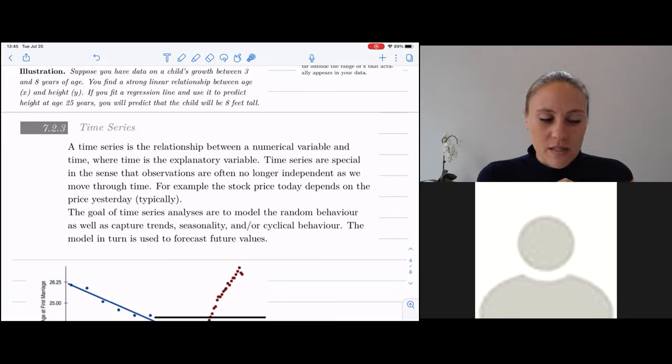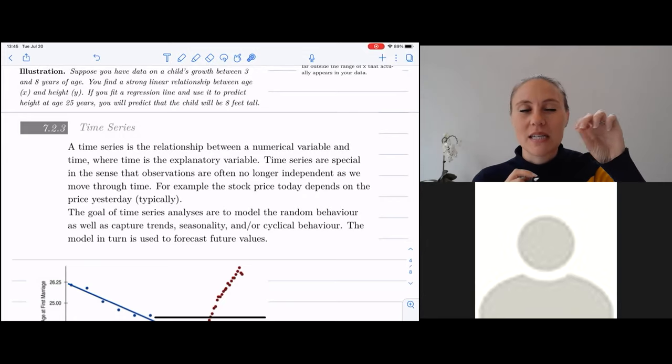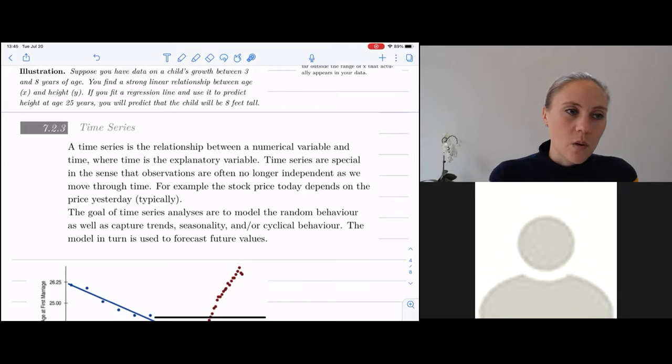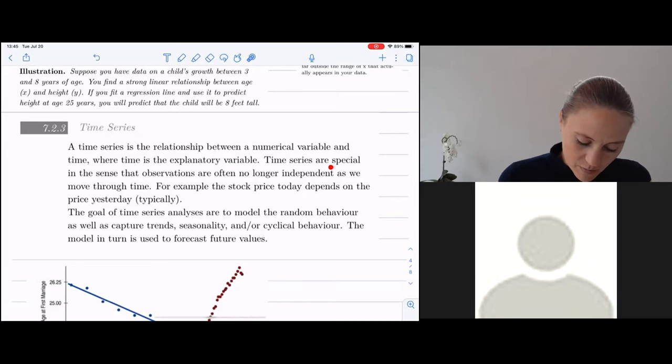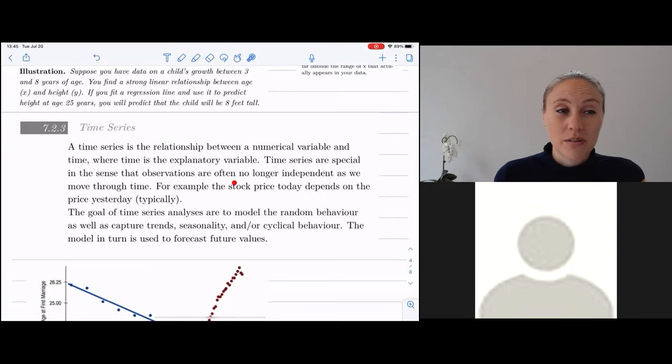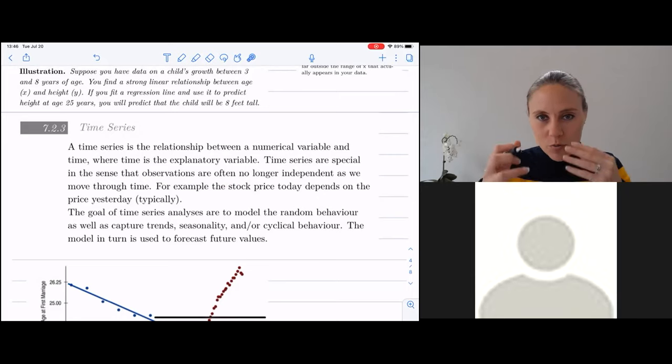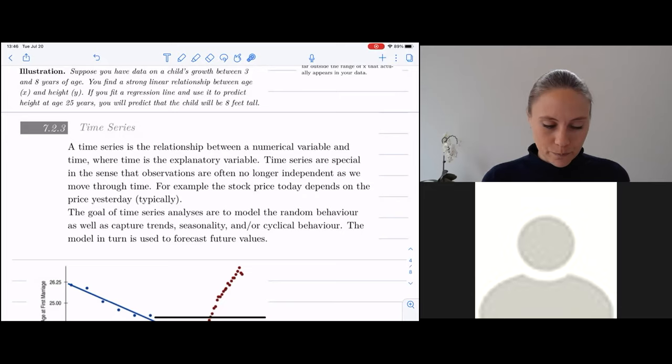One of the things that we've been assuming for our linear regression is that each point is independent of all the other points. That's no longer true for time series often. Time series are special in the sense that observations are often no longer independent as we move through time. For example, if you're trying to model stock prices, the price today depends on the price yesterday, and it keeps rolling over, so they're no longer independent.